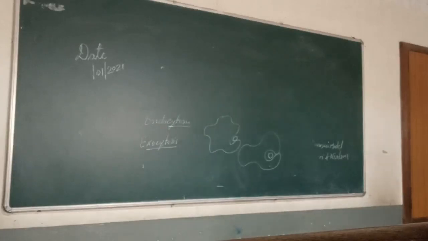It also helps in gaseous exchange. Different things present inside the plant cells, or different gases present inside the cells, are also exported or imported with the help of the cell membrane. So these are the functions of the cell membrane.